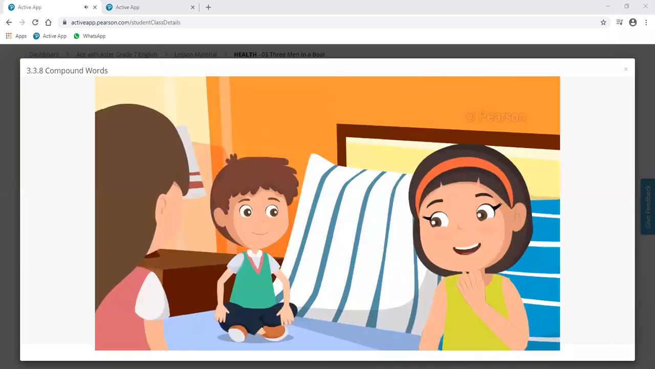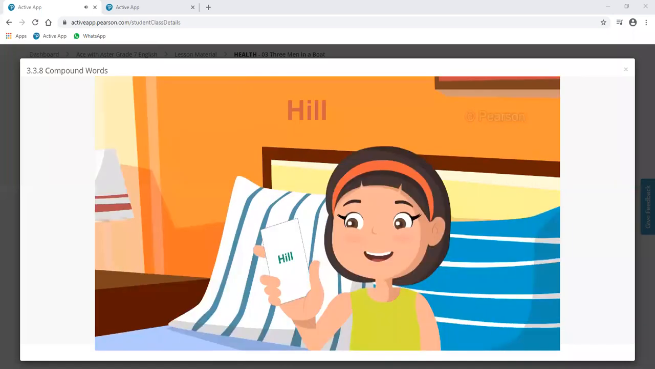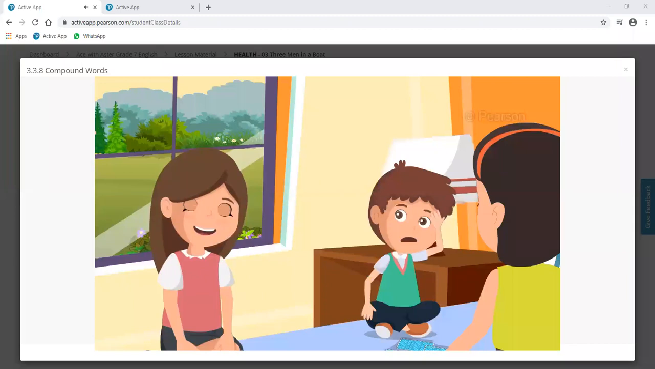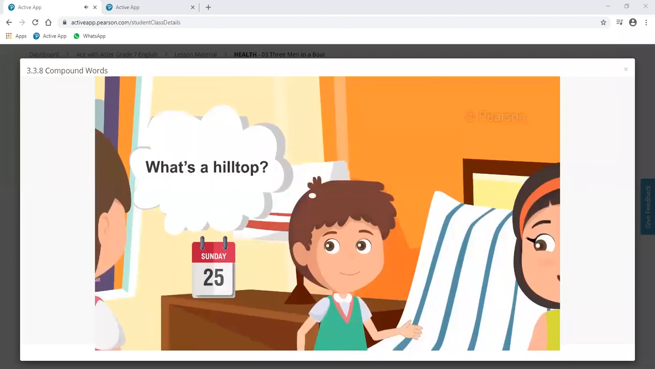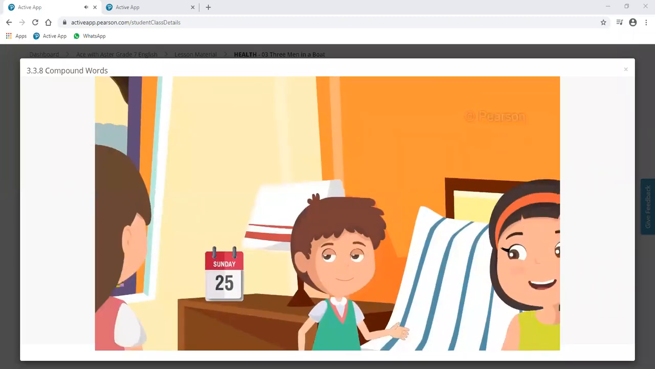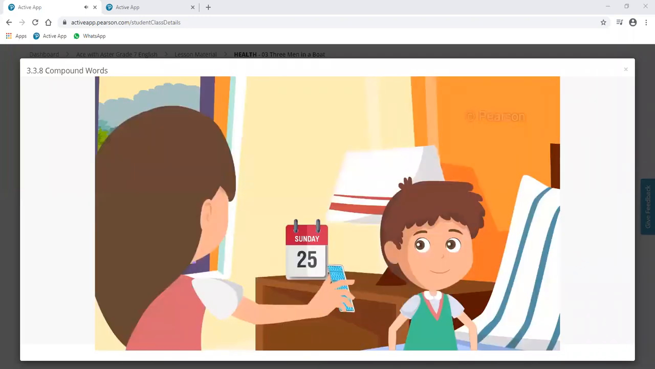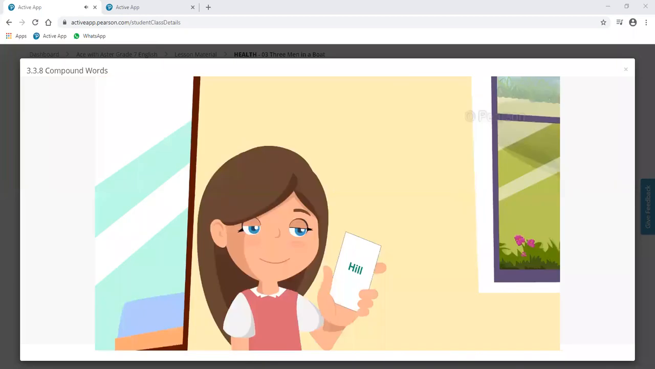I got it. Hilltop. Very nice, Zoya. Jia, what's a hilltop? I know hill and top. Hey, little brother. You see, we are playing a game where we use words to make new words.